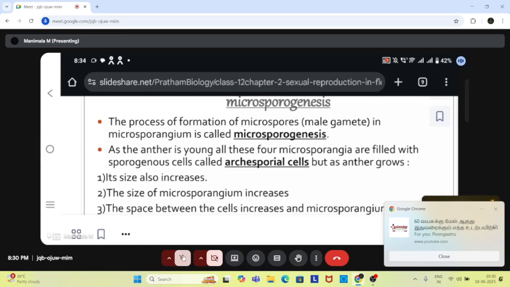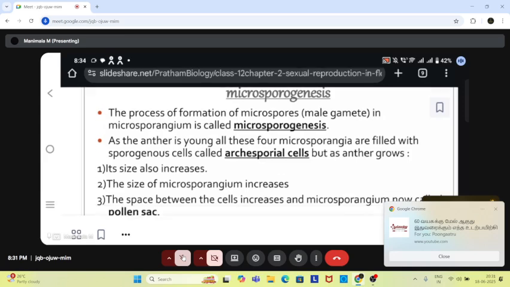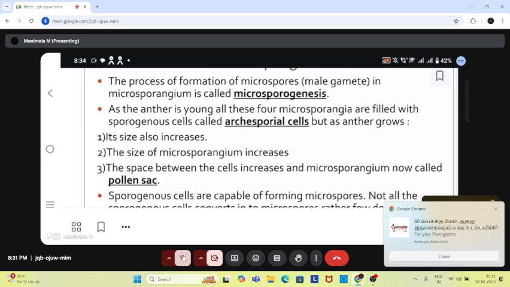So the formation of microspores or pollen from the pollen mother cell is called microsporogenesis. First, make a note of it. Define microsporogenesis: the process of formation of microspores, that is male gametes, in the microsporangium, which is called microsporogenesis.